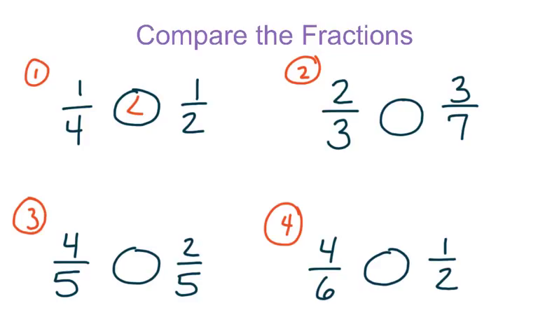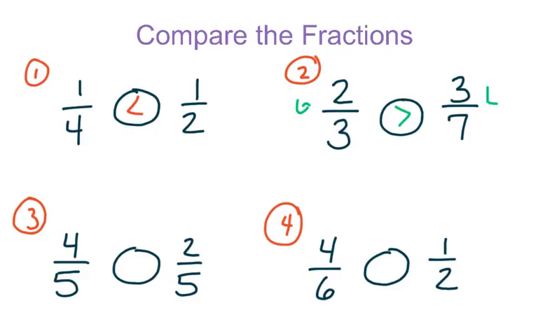Number 2. Let's compare these fractions to a half. Is 2/3 less than or greater than a half? 2/3 is greater than a half. And is 3/7 less than or greater than a half? It is less. So we see that because 2/3 is greater than a half, it's greater than 3/7.